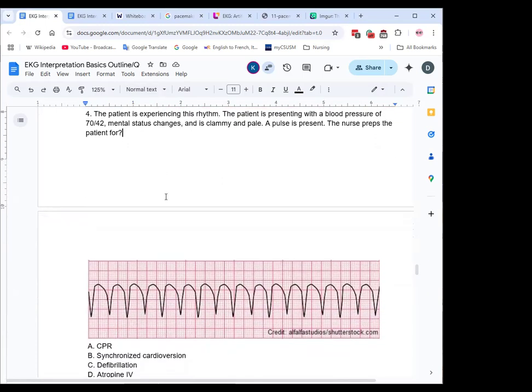Okay, so now let's look at 4. Your patient is experiencing this rhythm. They have a blood pressure of 70 over 42, mental status changes, and are clammy and pale. Pulse is present, and you are going to prep the patient for what? I know we didn't go too far into this. You guys will be fine.